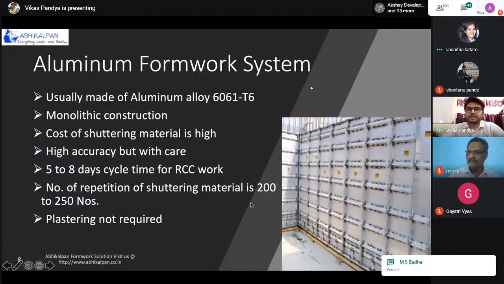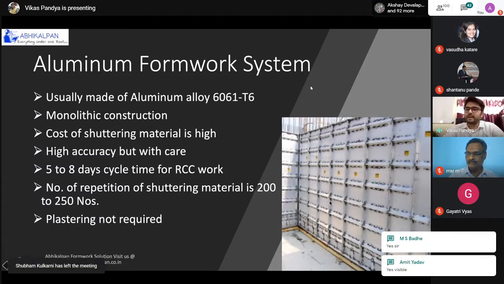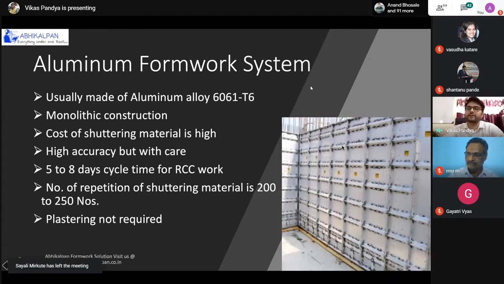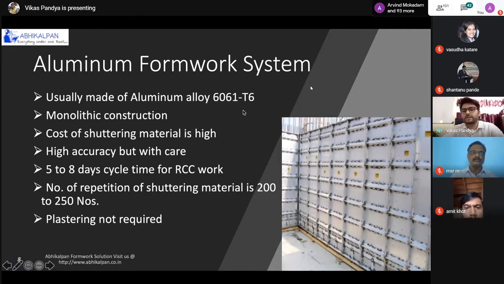So now we'll discuss the aluminium formwork system. Mainly, it is made of aluminium alloy 6061T6. Aluminium is available in different alloys, so why are we using 6061T6? Because it has enough hardness and durability to sustain the pressure of concrete. Also this alloy is a weldable alloy. So that's why this is the most suitable alloy to build an aluminium formwork system.